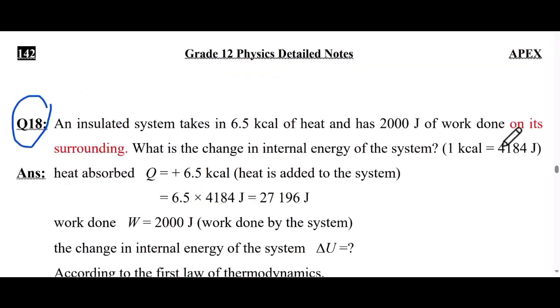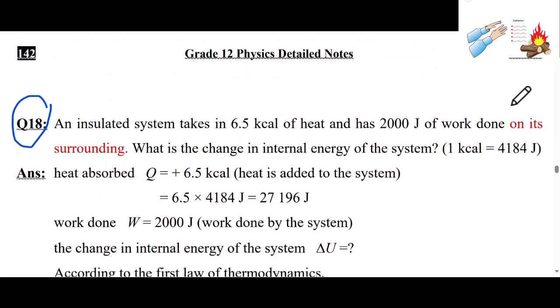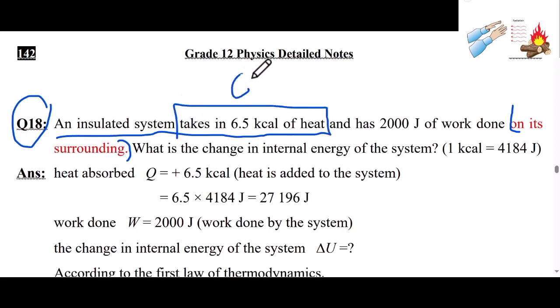Question number 18. An insulated system takes in 6.5 kilocalorie of heat and has 2,000 joules of work done on it by its surroundings. What is the change in internal energy of the system?